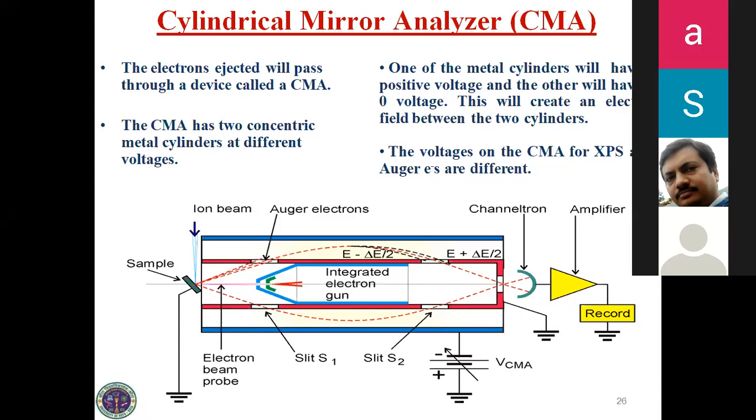If you want to measure Auger spectroscopy, then the XPS component of the photoelectrons will be slowed down or reduced in intensity, and then we can have the Auger spectroscopy.